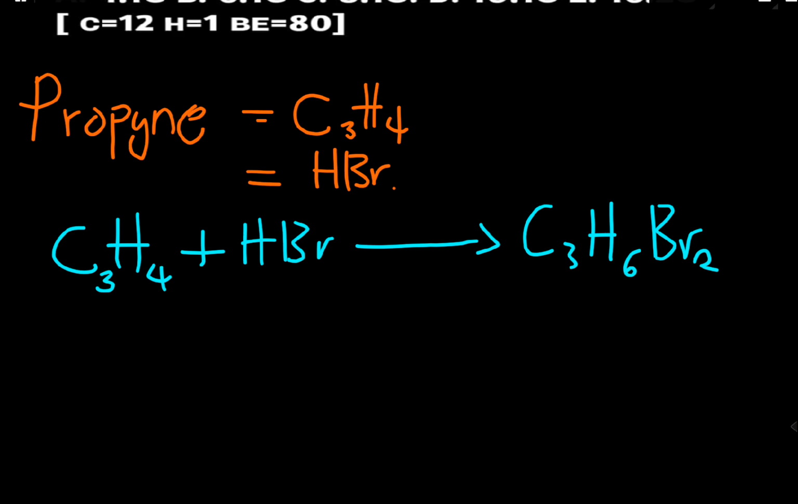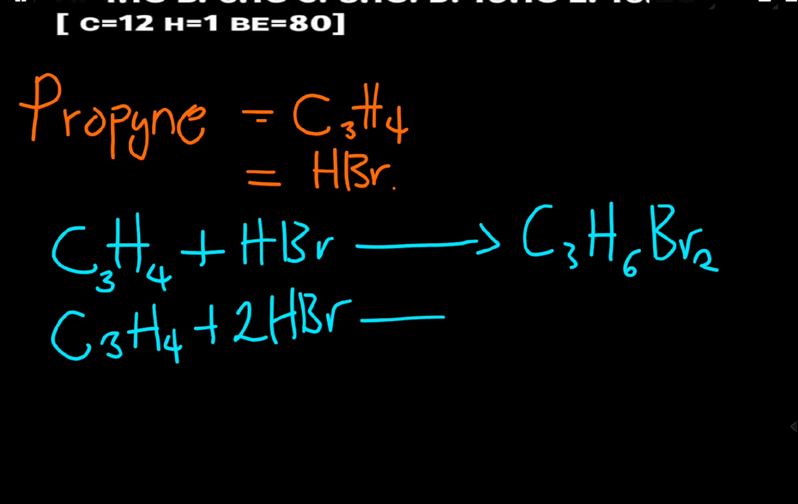So in order to balance this equation, it becomes C3H4 plus 2HBr. If you're having problem balancing chemical equations, I'll drop a link to the videos on how to balance chemical equations, which gives C3H6Br2. And so now we have a balanced chemical equation. So the first thing is to write out the chemical formula of propyne and hydrogen bromide. Next is to balance the chemical equation.